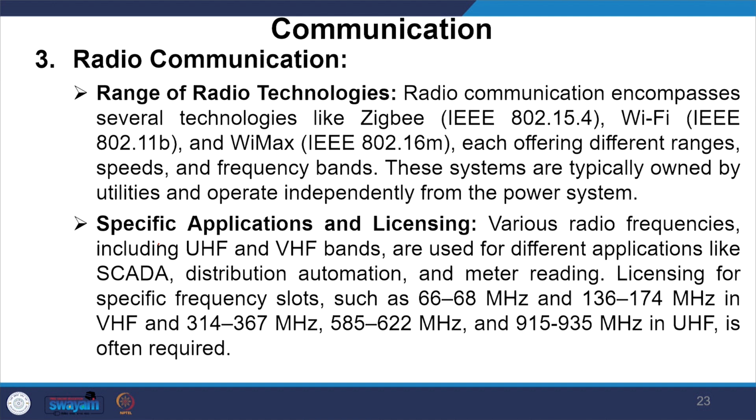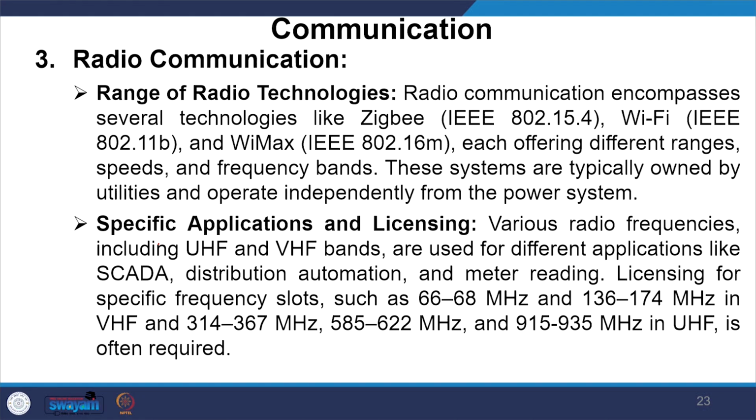These systems are typically owned by utilities and operate independently from the power systems. Specific applications and licensing: various radio frequencies including UHF and VHF bands are used for different applications like SCADA, distribution automation and meter reading. Licensing for specific frequency slots such as 66 to 68 MHz, 136 to 174 MHz in VHF, and 314 to 367 MHz, 585 to 622 MHz, 915 to 935 MHz in UHF is often required.